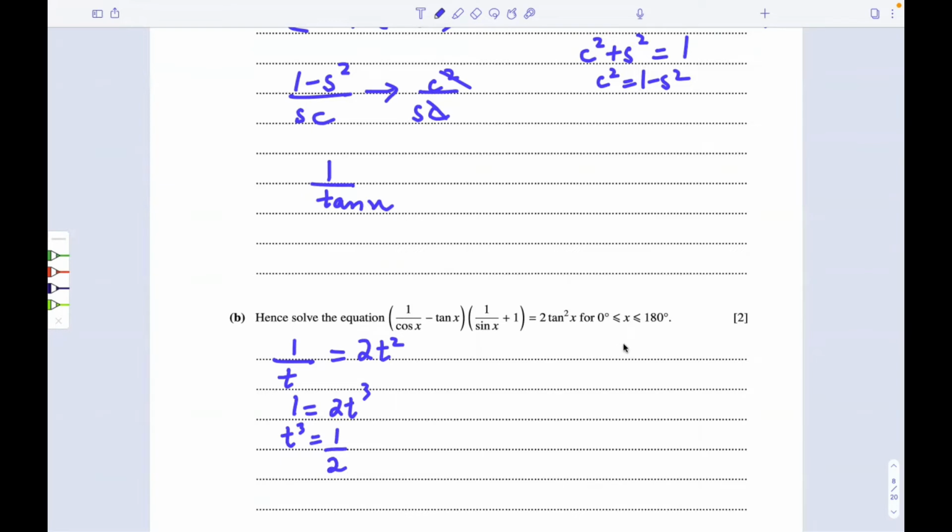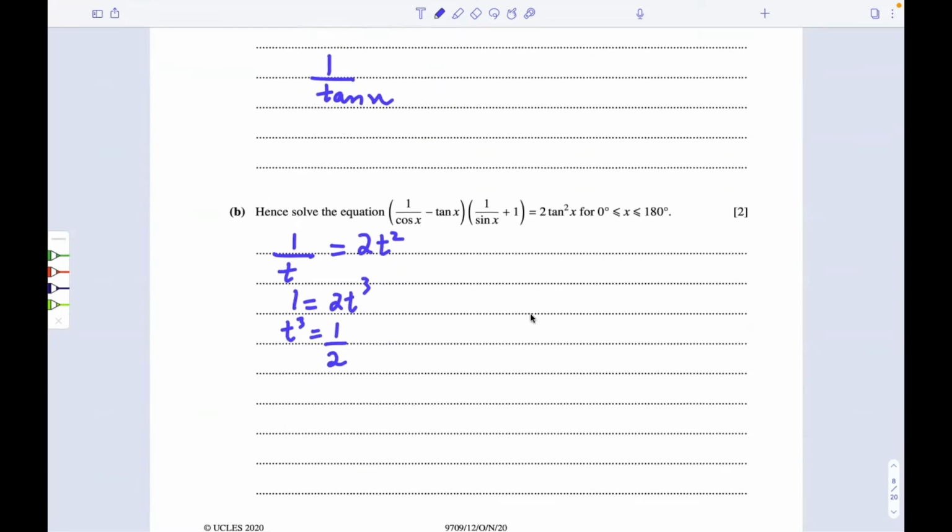Now as our range is 0 to 180, we know that tan is positive in the first and the third quadrant. However, as our range is only from 0 to 180, we'll only take the angle in the first quadrant. So in the first quadrant, all angles are positive, sine is positive in the second quadrant, tan is positive in the third quadrant, and cos is positive in the fourth quadrant.